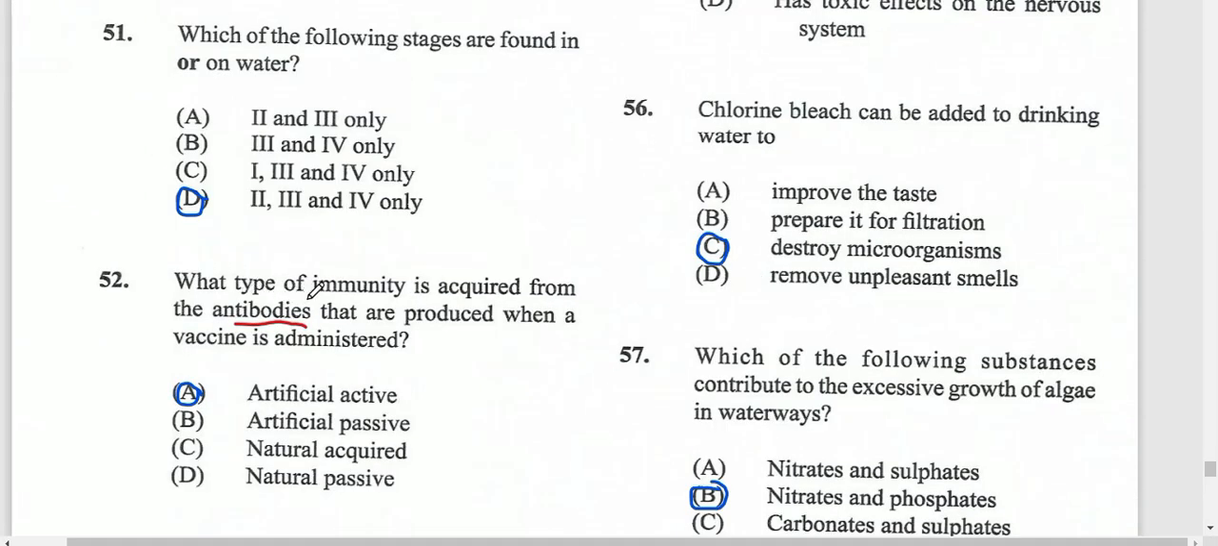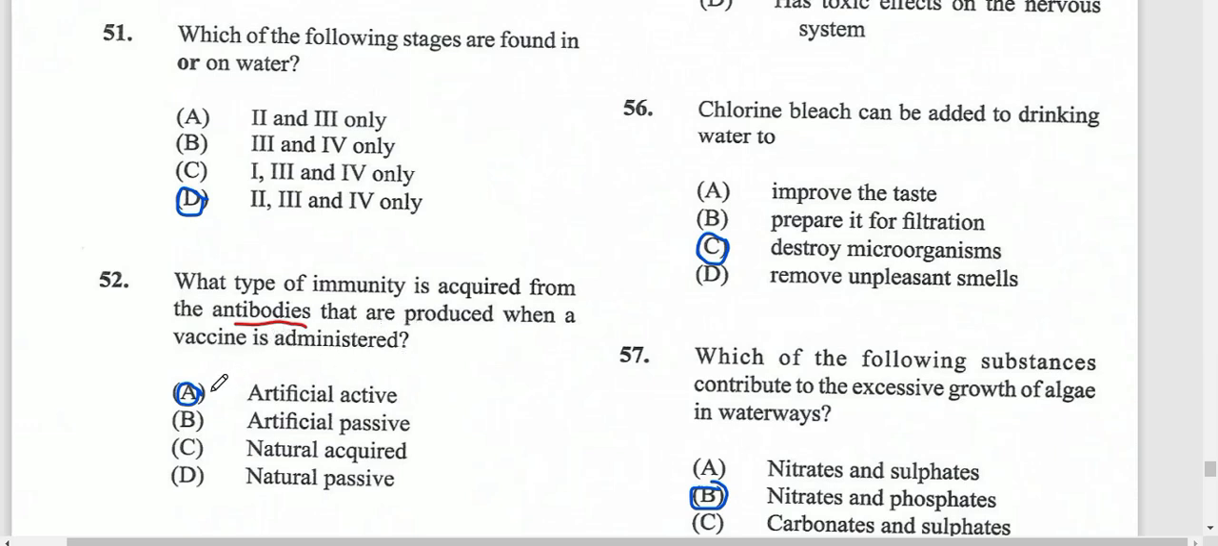52. What type of immunity is acquired from the antibodies that are produced when vaccine is administered? So the antibodies are produced by you when the vaccine is of course administered.